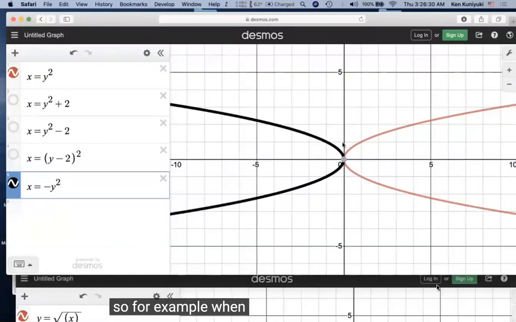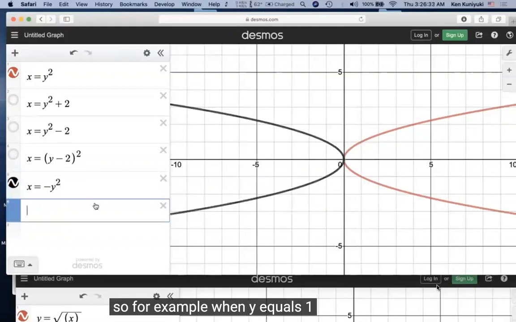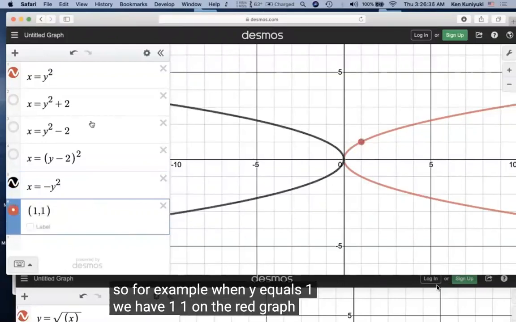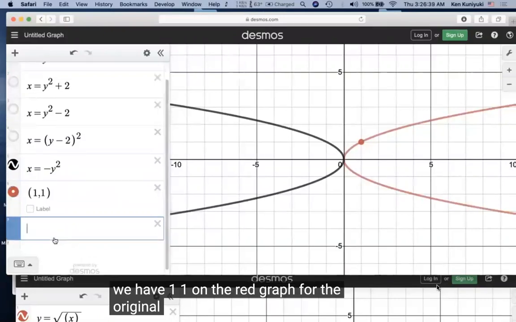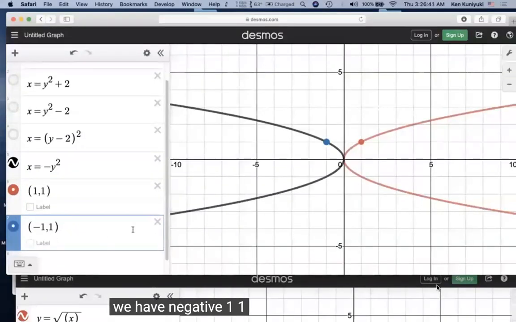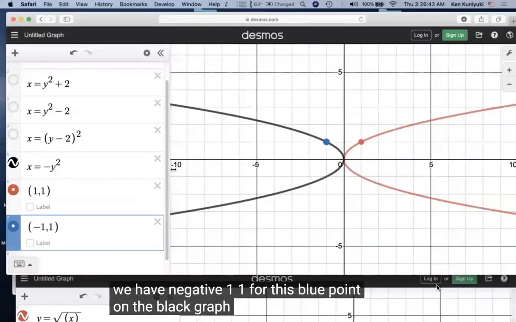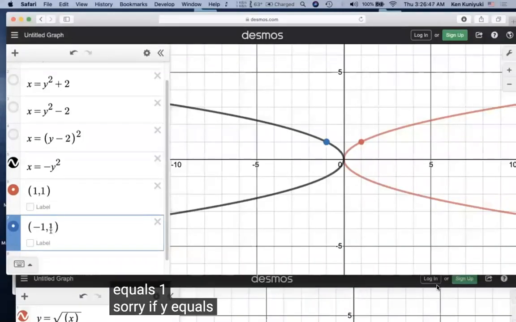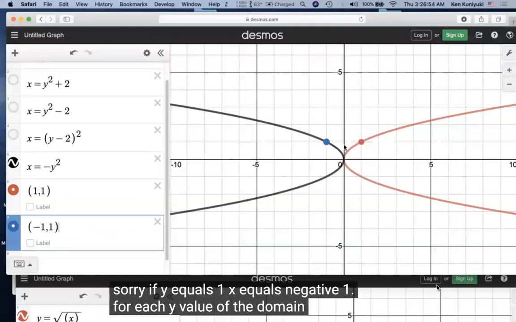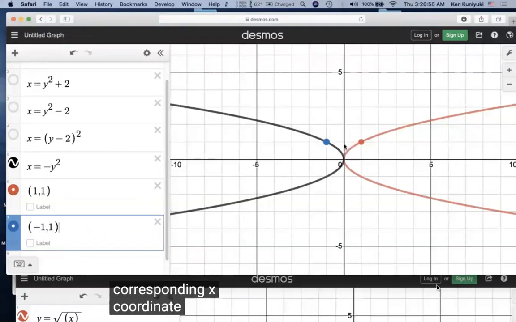So for example, when y equals 1, we have (1, 1) on the original graph. We have (-1, 1) for this point on the other graph. X equals the opposite of y squared. If y equals 1, x equals negative 1. So for each y value in the domain, the corresponding x coordinate flips over to its opposite.